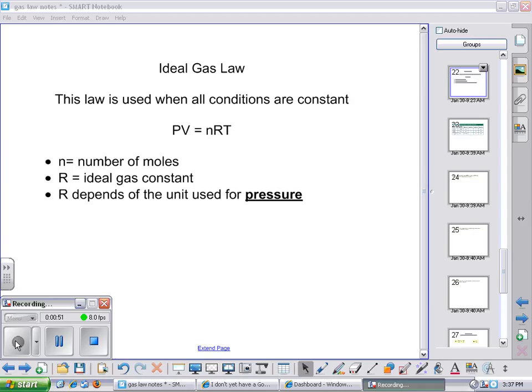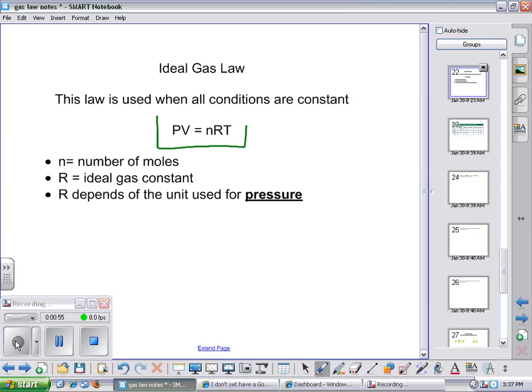And the equation for the ideal gas law is PV equals nRT. P stands for pressure, V is volume, T is temperature, just like it was in the other equations. We have a new letter here, the lowercase n, and that stands for the number of moles. If you don't have moles and you have grams, then you're going to have to convert, which we learned how to do back in chapter 11 and we used in chapter 12.